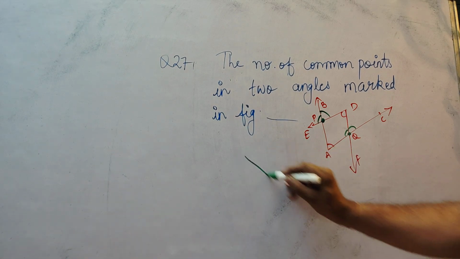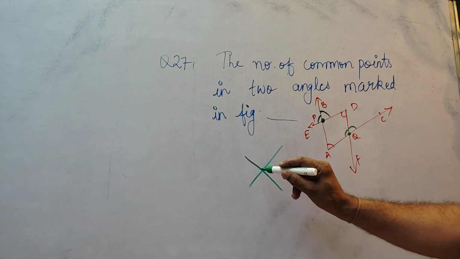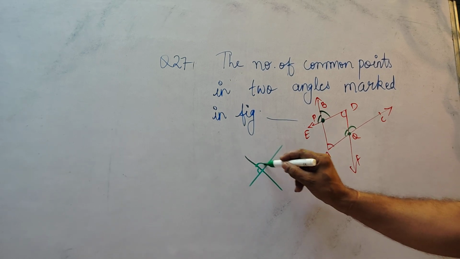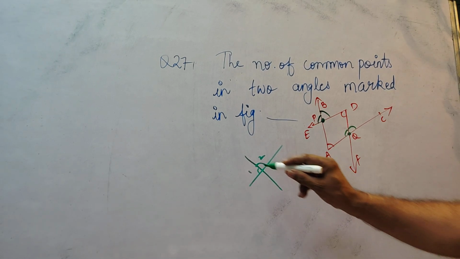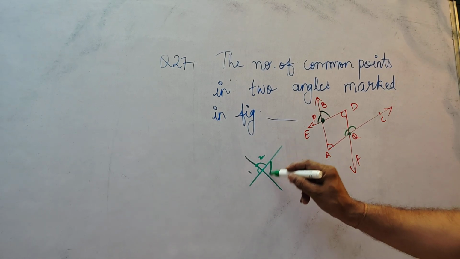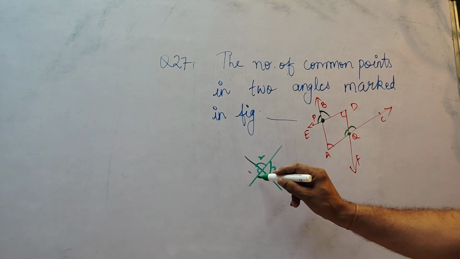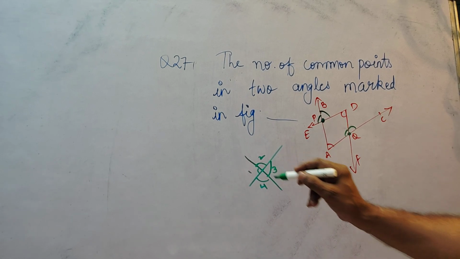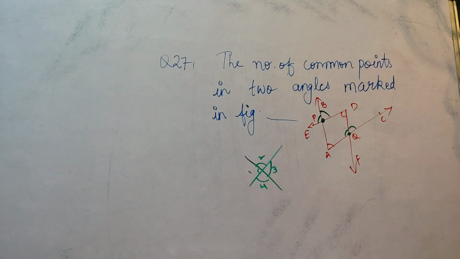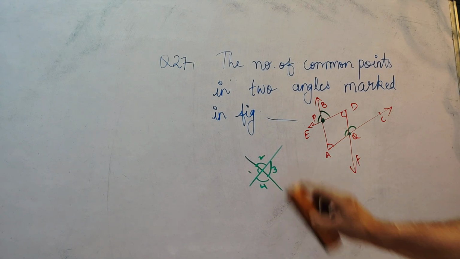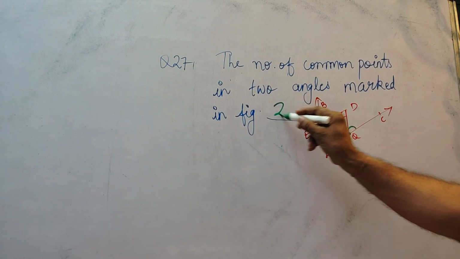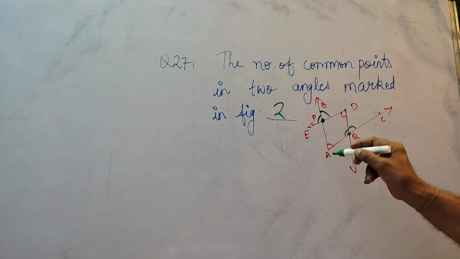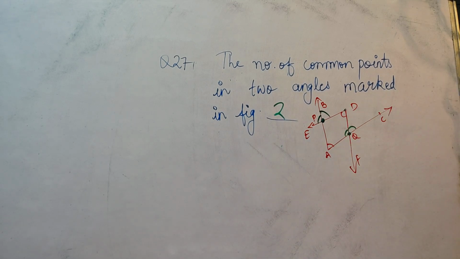So if the angle is like X, 1, 2, they make one pair. Similarly, 2 and 3, they make one pair. Similarly, 3 and 4, they make one pair. Then 1 and 4, adjacent angles. These are adjacent angles. So I think 2 is the answer. D is not having two angles. A is not having two angles.